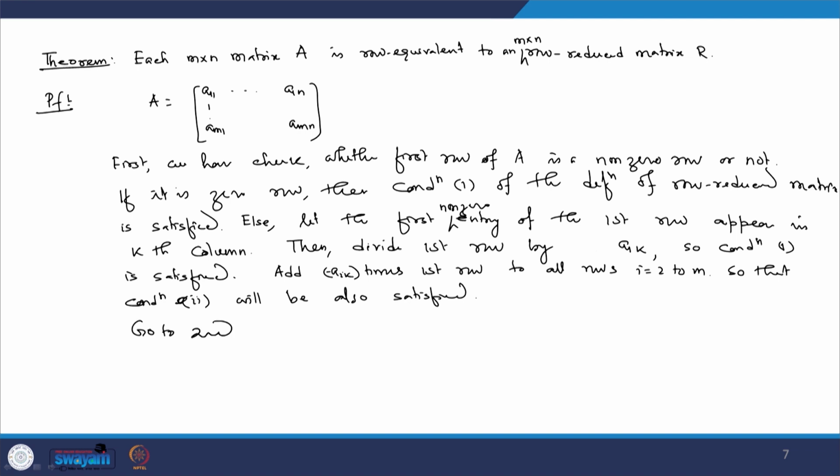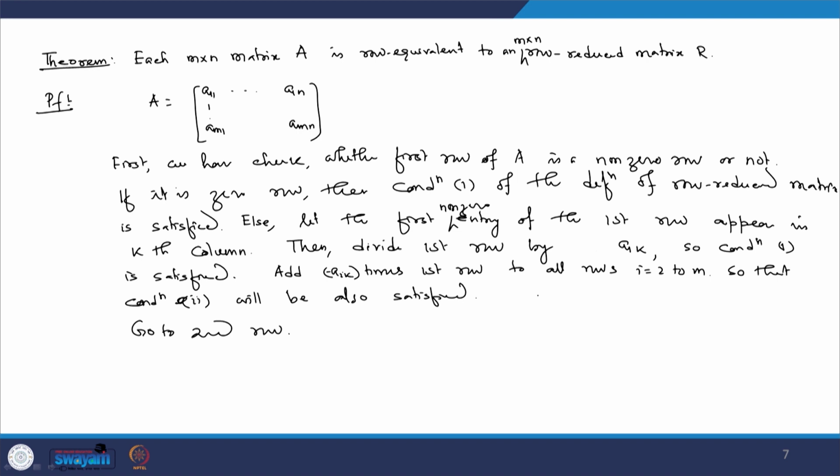Go to the second row. Again, if the second row is a 0 row, then nothing has to be done, else find the first non-zero entry of the second row and divide the second row by that number, so that the leading entry will be equal to 1. Add to the third row, fourth row and all other rows the second row multiplied by the corresponding number. Suppose the leading entry appears in the k1 column, then add minus Aik1 times the second row for i from 3 to m, so that the second condition will again be satisfied. If one does it this way, certainly after a finite number of steps we will come to the row reduced matrix form.